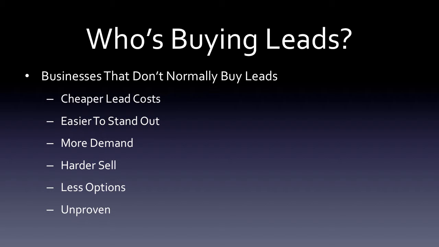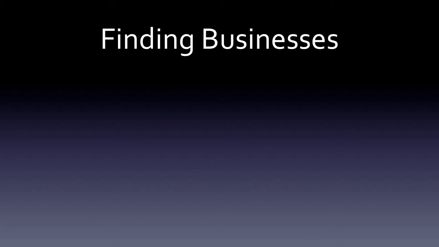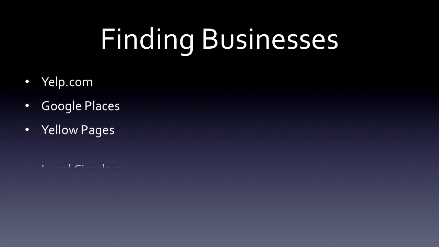So there is a slight risk when you're going after certain business types that don't normally buy leads, but I'm going to explain to you the best way to pick a business, even if they don't normally buy leads. So how do we find the businesses once we pick our niche? The best way is just to look on online directories like Yelp.com, Google Places, the Yellow Pages, local circulars.